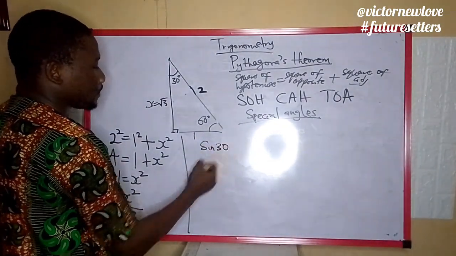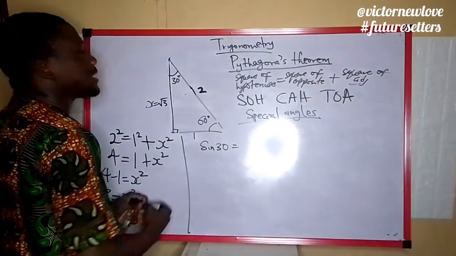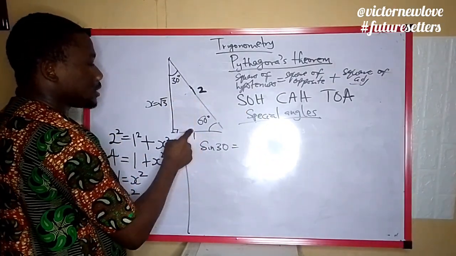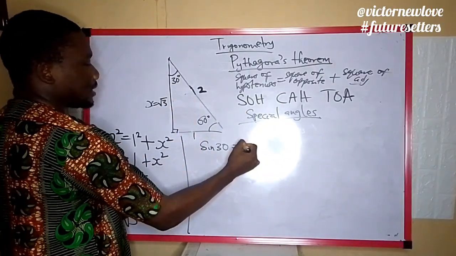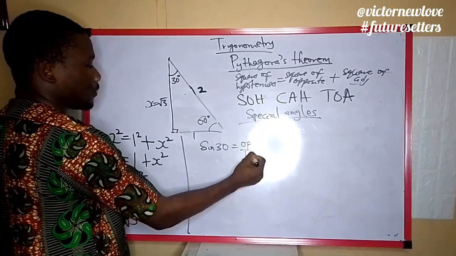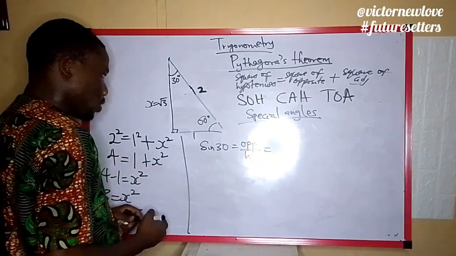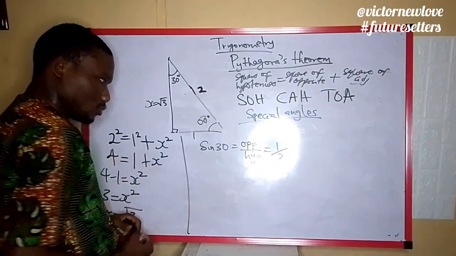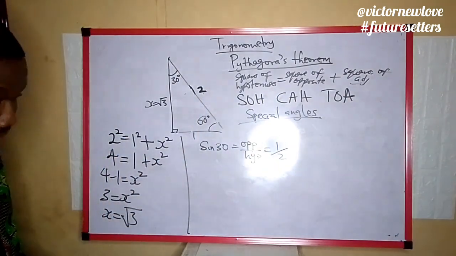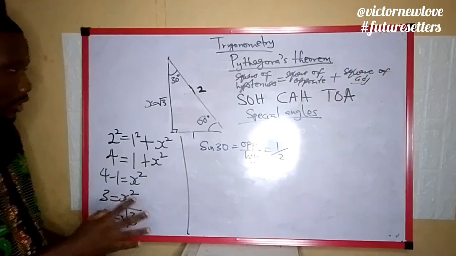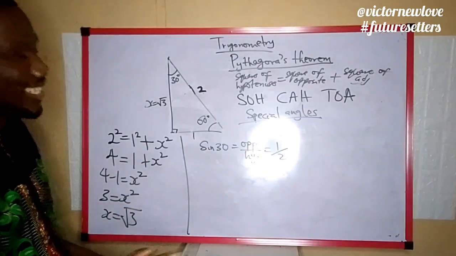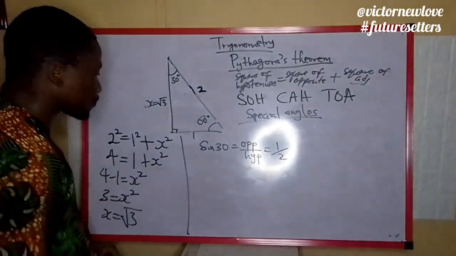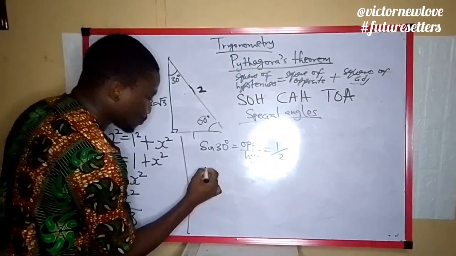The next step is we are going to find special angles. So we have sin 30. Remember, sin is opposite over hypotenuse. This is 30. Opposite to 30 is 1, hypotenuse is 2. If you go to your calculator to check what sin 30 is, it will give you 0.5. And what's 0.5? 1 over 2. So sin 30 degrees is 1 over 2.